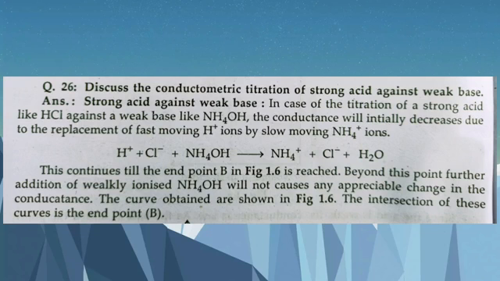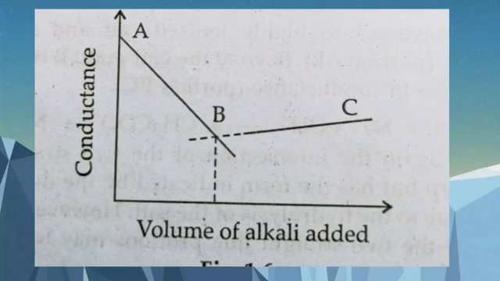So in the dissociation you can see H plus Cl minus plus ammonium hydroxide gives the ammonium plus ion and chloride negative ion along with the H2O water molecule. This continues till the end point B in the figure shown further is reached. Beyond this point, further addition of weakly ionized NH4OH will not cause any appreciable change in the conductance. The curves obtained are shown further. The intersection of these curves is the end point B, which you can clearly see in this diagram.